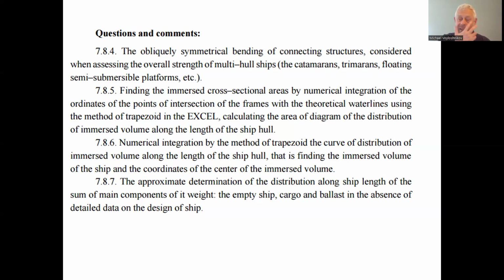This is important to find the distribution of the Archimedes floating force and to find the location of the center of the submerged volume of the ship. And using Excel, it's not a big deal. And we had the formula in the presentation.